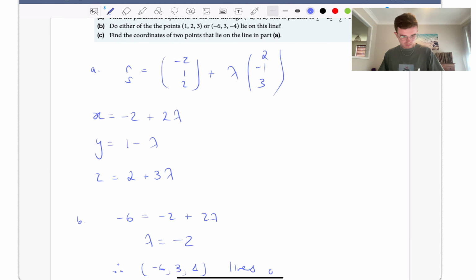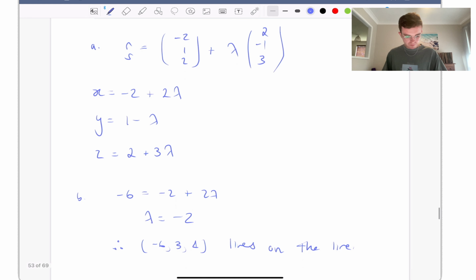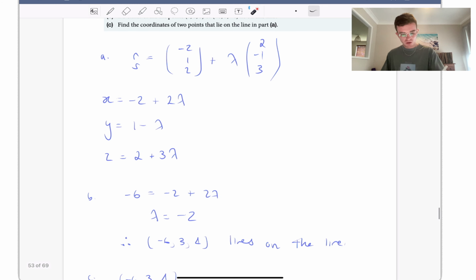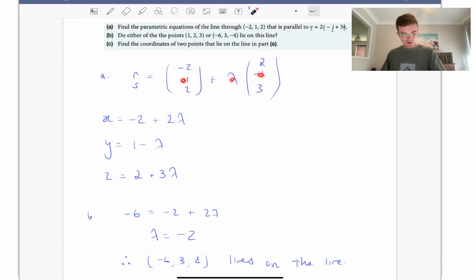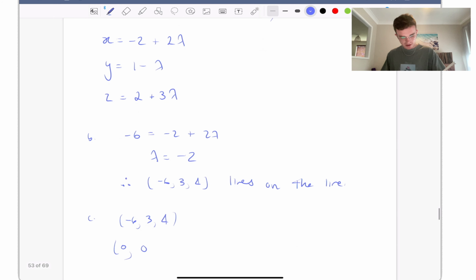Okay, part C says find the coordinates of 2 points that lie on the line in part A. Well, I've already found one, and let's just make lambda 1. Minus 2 plus 2 is 0. 1 minus 1 is 0. 2 plus 3 is 5.